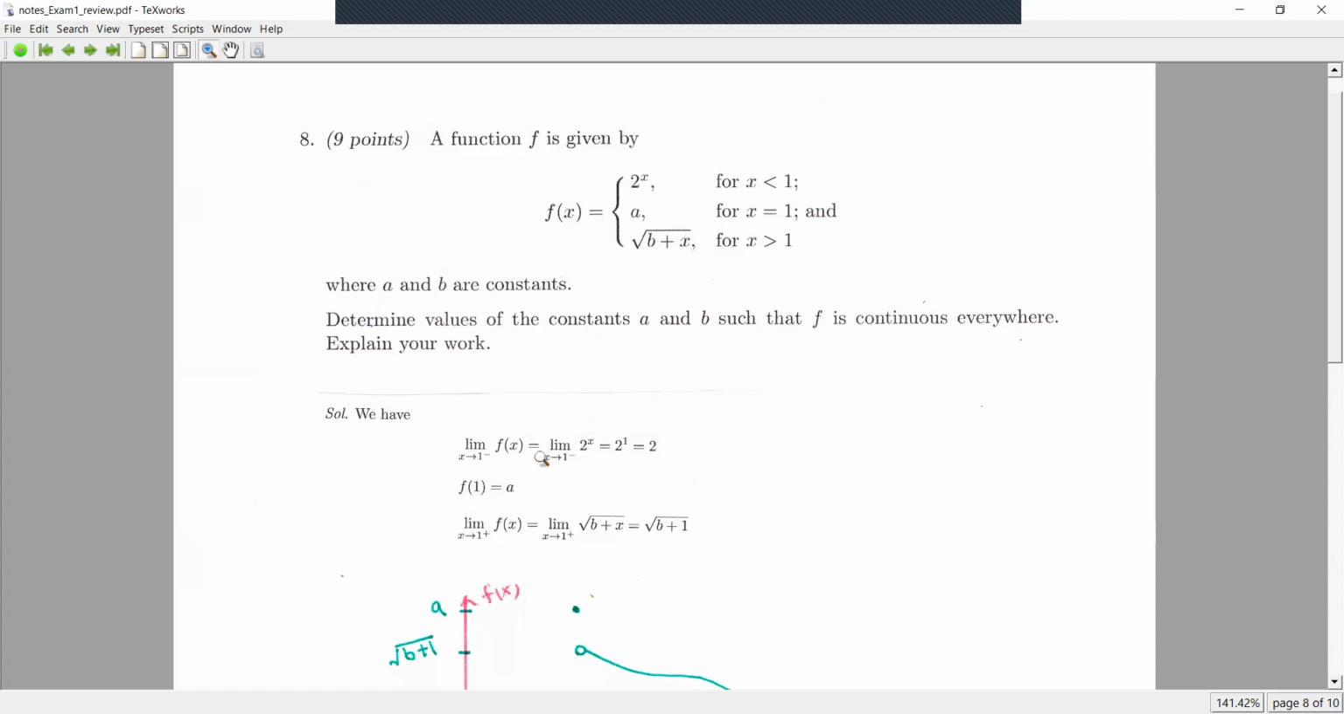Now, to find this limit, I plug in 1 for x. So the limit is 2 times 1. It is 2.